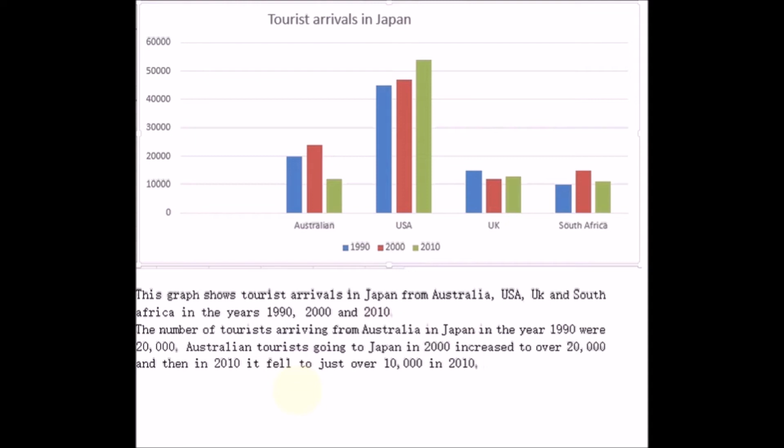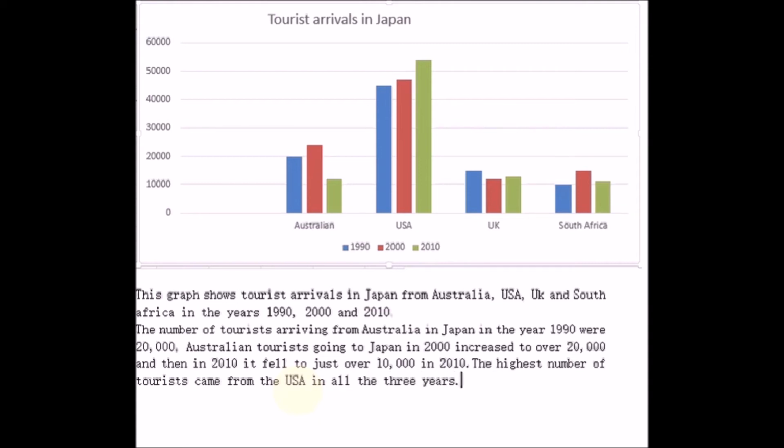So let's use superlative, and in this graph you see that the highest number of tourists came from the USA in all the 3 years. Okay. So it's kind of difficult to say which one's the lowest, because UK and South Africa seem to have similar numbers. However, it's clear that South Africa sent fewer tourists than UK at 10,000 in the year 1990. Okay.